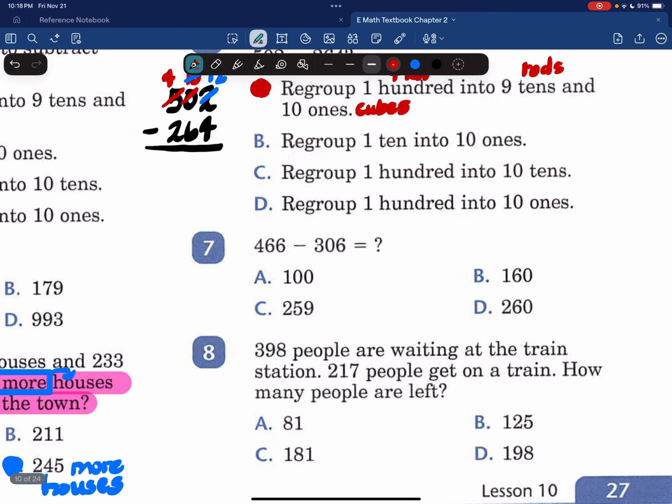Number 7, they want us to subtract 466 minus 306, and this would have been a good one to do a number line on, but I'll go ahead and just do the algorithm. 6 take away 6 is 0. 6 take away 0 is 6. And 4 take away 3 is 1. So that's going to be B, 160.